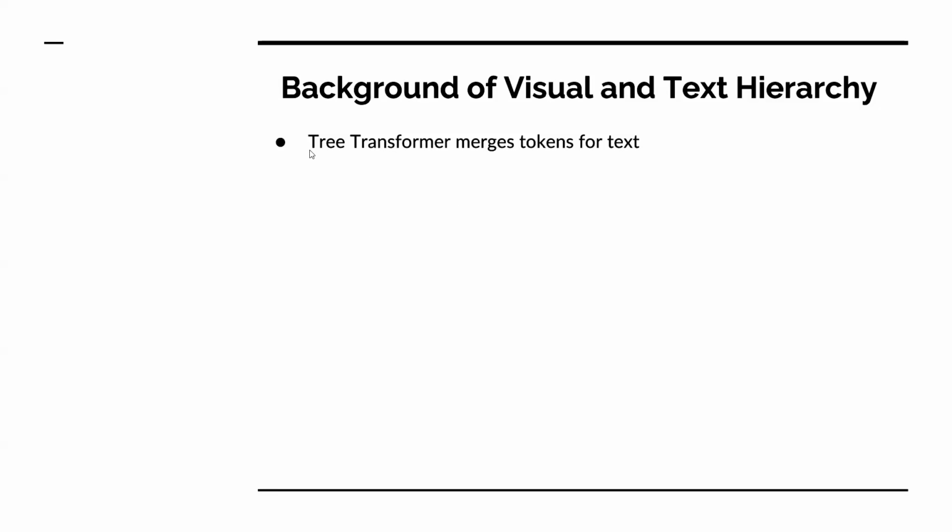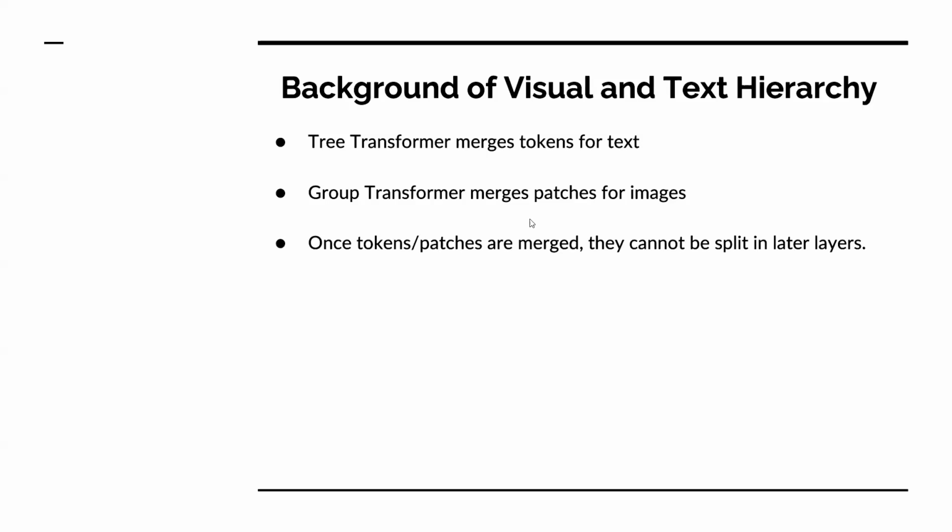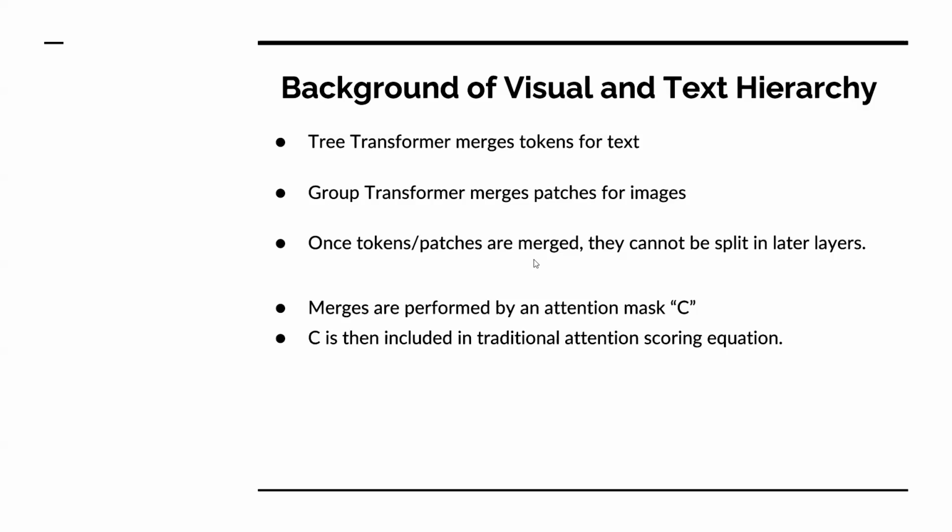So the tree transformer is being used in this model, and it merges the tokens for the text. The group transformer is what's used for the images, and it merges the patches for those. Once they're merged, they can't be split in later layers. And the merges are performed by an attention mask, which they call C. C is then included in the traditional attention scoring equation.